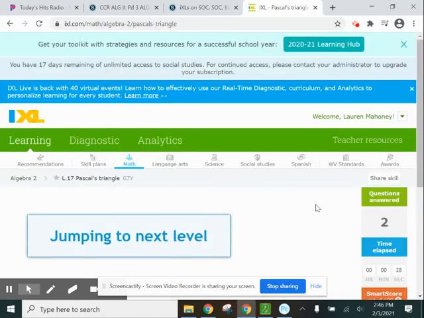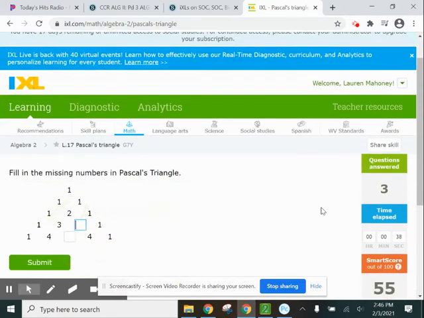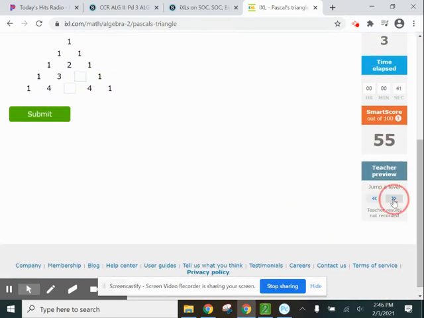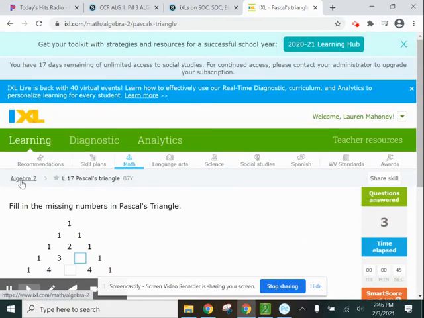Let's see if we jump some here, if it gets a little more difficult. Notice this one has me filling in 2 numbers, so that one is a 3. And then I add my 2 numbers diagonally above, and that's going to be a 6. And I don't think this one really gets much more difficult than that. So that is L.17.